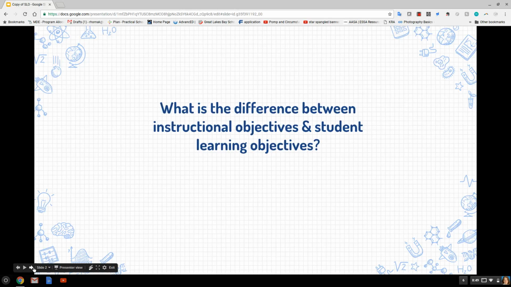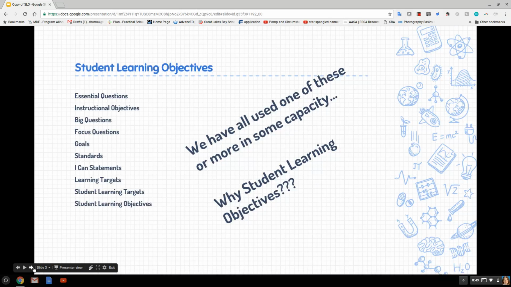So in your pre-assessment, I asked you what the difference was between an instructional objective and student learning objective. And I think this is an important conversation to have because oftentimes teachers get confused, educators get confused about the definitions that we are using when we discuss instructional and curriculum. So I have a list of words or phrases up on the screen right now, and from essential questions to instructional objectives, I can statements, student learning objectives, all of these phrases are used consistently when we are designing our units of instruction. So here's the big difference.